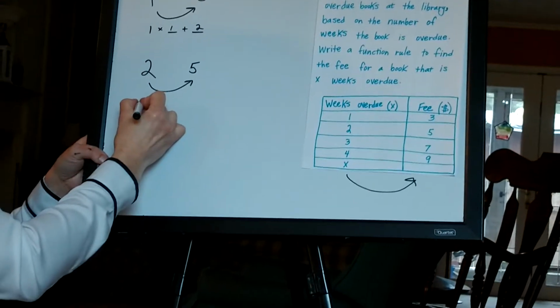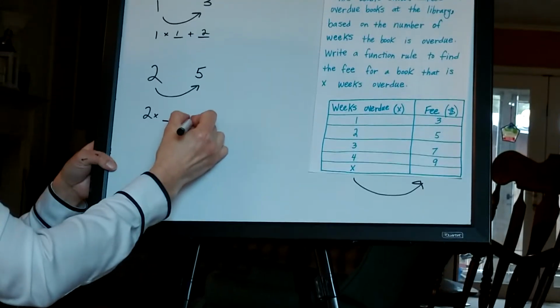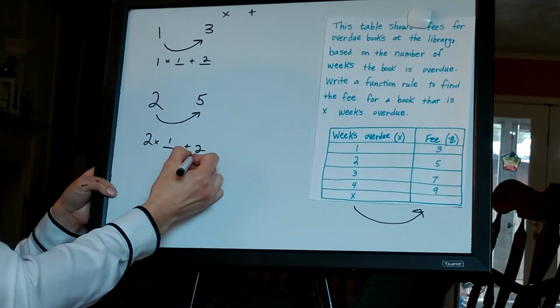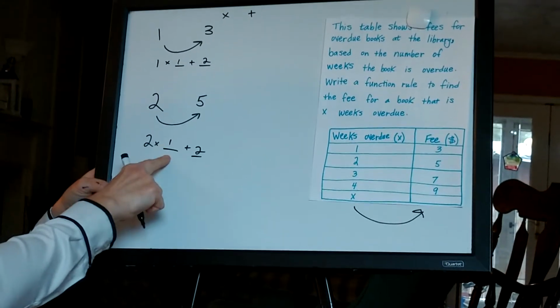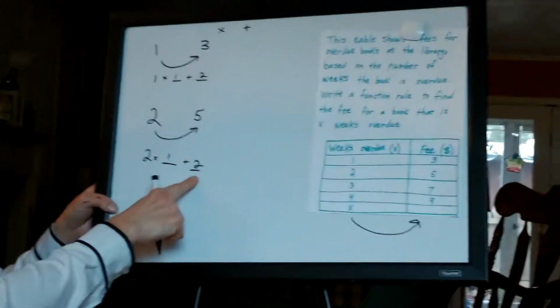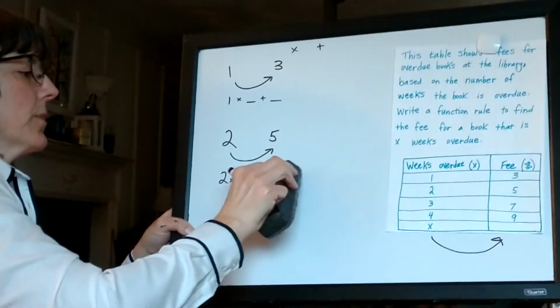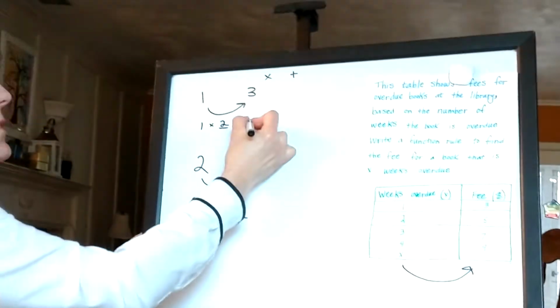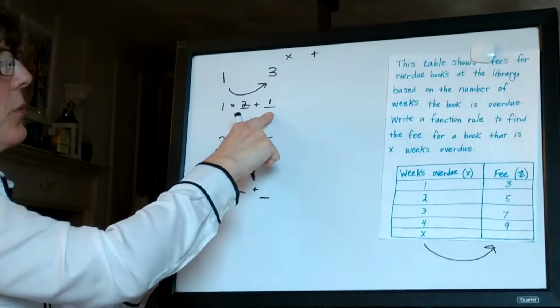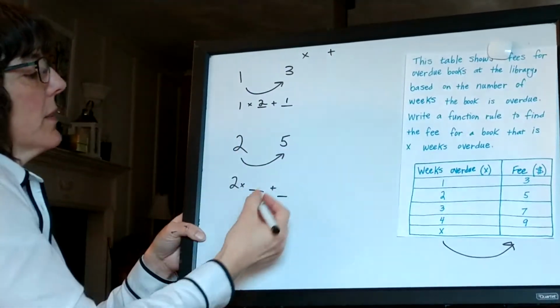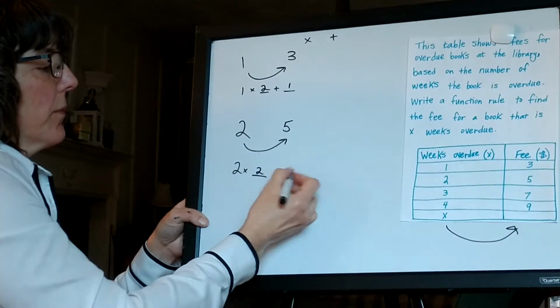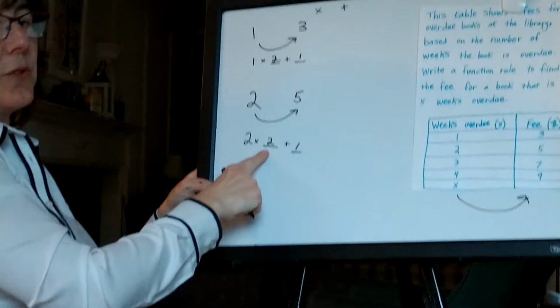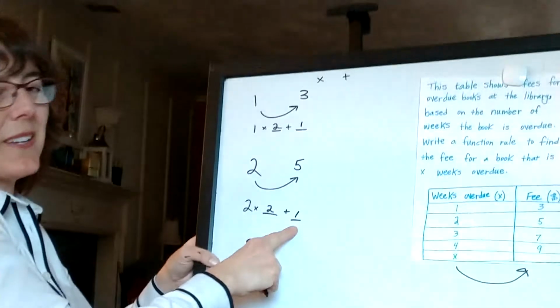That works. So let's try it down here for 2. Let's say we take 2 times 1 plus 2. 2 times 1 is 2, plus 2 is only 4. That doesn't work. So we have to try something else. Let's say we take 1 times 2 plus 1. 1 times 2 is 2, plus 1 is 3. Let's see if that works down here. 2 times 2 is 4, plus 1 is 5.